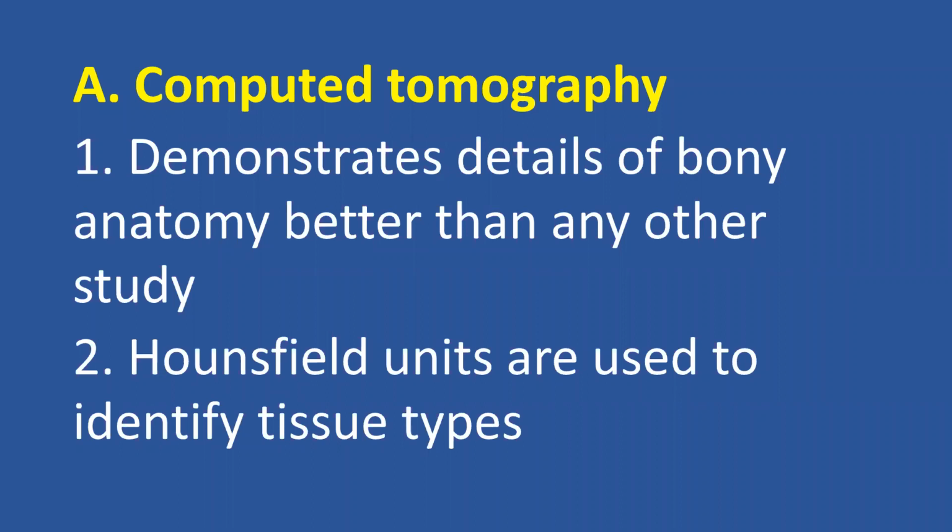It demonstrates the details of bony anatomy better than any other study. When we get fractures of the spine and we want to demonstrate what are the bony structures that are displaced, not the neurologic structures, not the nerves, computed tomography helps us, besides the plain X-ray, but far more. And computed tomography uses Hounsfield units to identify the tissue types.